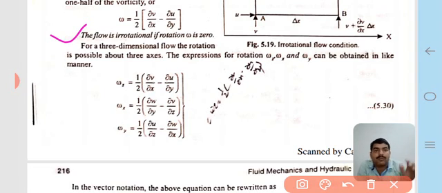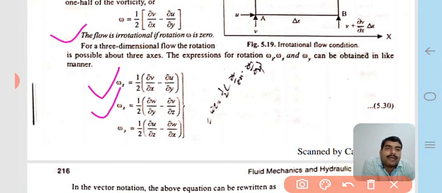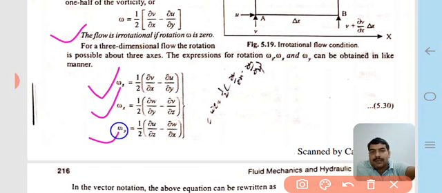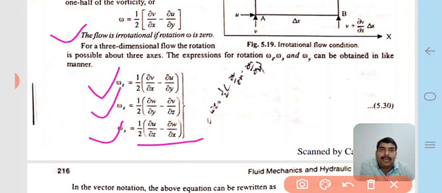Omega z is equal to 1/2 of del v upon del x minus del u upon del y, and omega x is equal to 1/2 of del w upon del y minus del v upon del z. Omega y is the rotation about the y axis, in the xz plane, and it is 1/2 of del u upon del z minus del w upon del x. These are all the velocity rotation components along x, y and z.